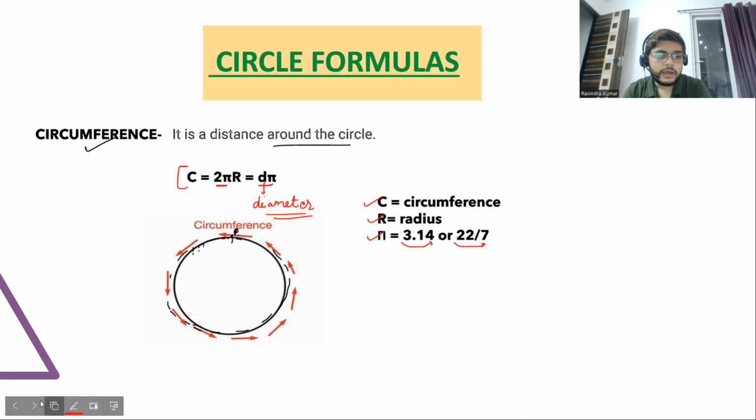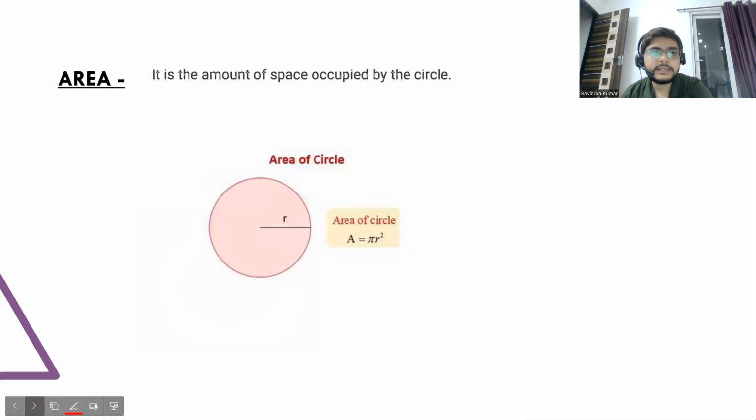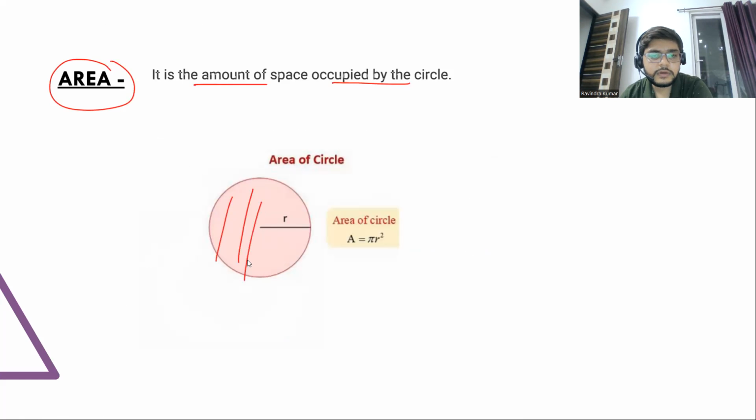Now apart from circumference, there is one more formula you have to keep in mind: area. So what is area? Basically, area is the amount of space occupied by the circle. Let's say this is the circle, and the amount of surface it covers is the area. This is the radius, and the formula for the area of a circle is pi r square.